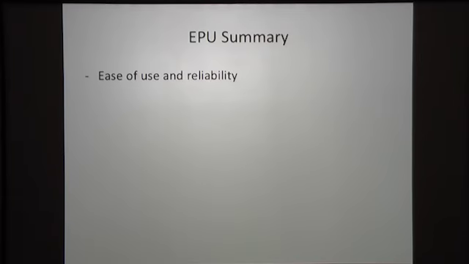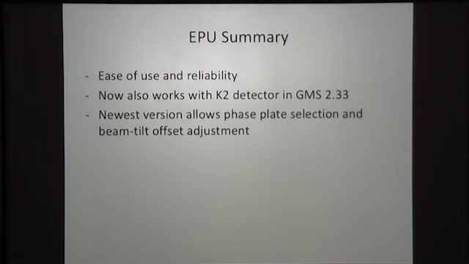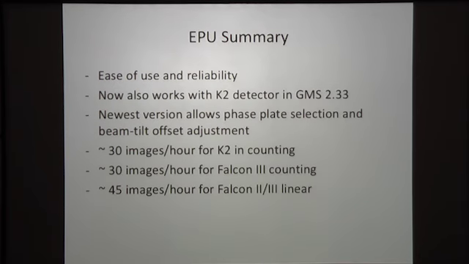So EPU is actually very easy, and it's reliable. It's not just easy to use, it actually runs very reliably. Usually it will stop if there's a user error, so if the user didn't set the eccentric height properly for a square, it will stop, or if there's a problem with the camera or the microscope itself. Otherwise, it's pretty reliable. It works now also with the K2. Initially, it only worked with the FEI detectors. And the newest versions are also compatible with the faceplate, so you can switch faceplate position and also offset the beam tilt. These are the speeds that we get when we collect single images per hour.